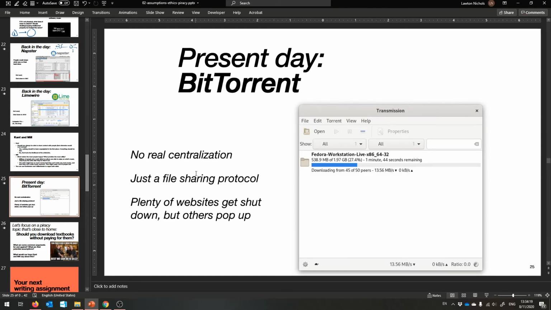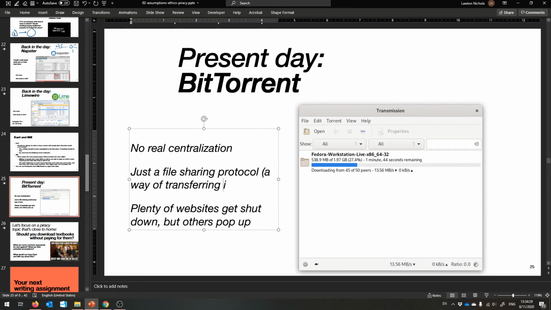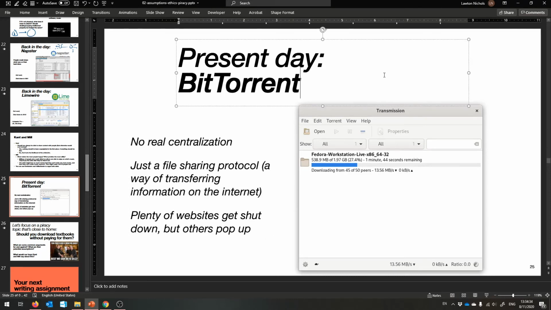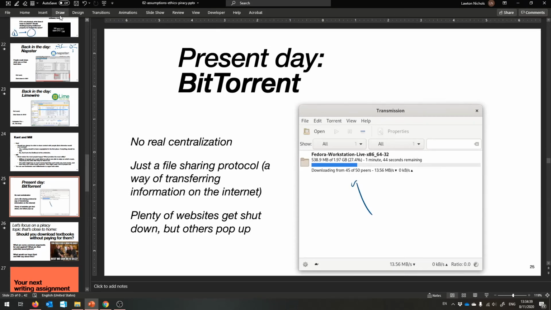Okay? And yeah, it's hard to bring BitTorrent down because it's just a protocol. It's just a way of transferring information on the internet. And it's also been used for a lot of legal things. For example, this picture that I'm showing you, this is a free operating system called Linux. And this is just making it so that you can download it quite a bit faster because you can connect to multiple people at once. So there are totally arguments for BitTorrent using it legally.